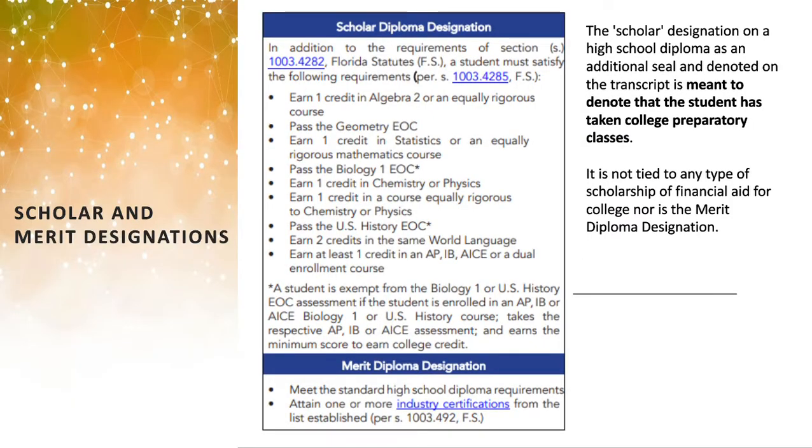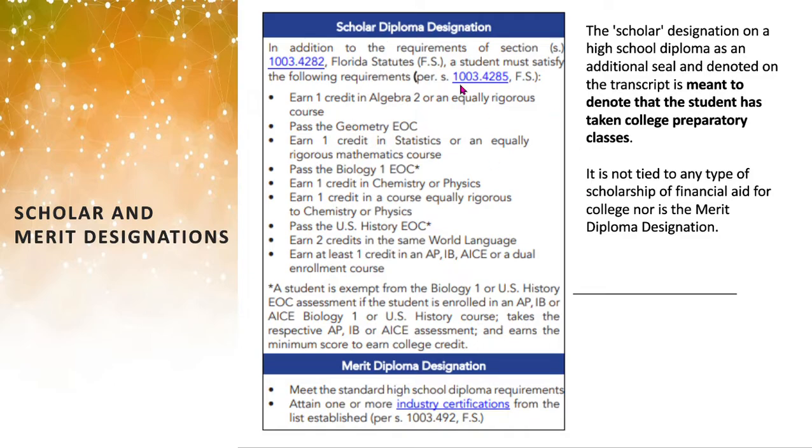All right, so we also have some designations for diplomas that you're going to hear people refer to throughout high school. The scholar designation is noted on the actual diploma by a seal, a sticker that would go on the diploma indicating that a student is a scholar. It's also indicated on the transcript. It's really meant to denote that the student has taken college preparatory courses and passed certain EOCs.